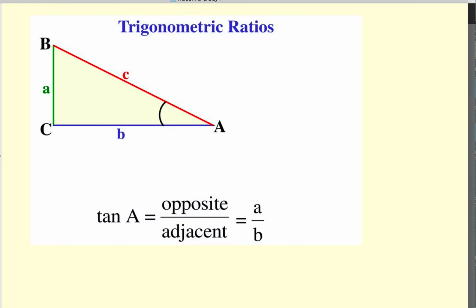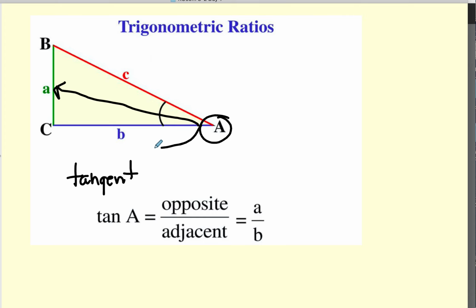So the tangent ratio, and this is abbreviated, the actual word is tangent, but we abbreviate and just use the first 3 letters, but we still say the whole word. Tangent of A is opposite over adjacent. So here's angle A. The opposite side is lowercase a, and the adjacent leg is lowercase b.